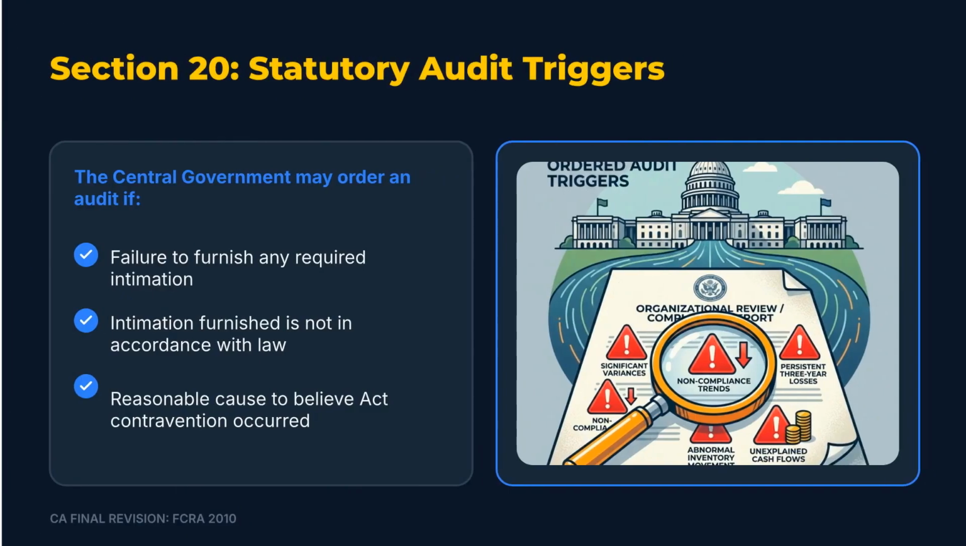The central government has the power to order an audit under certain circumstances. An audit may be directed if a person fails to furnish a required intimation under the Act. It may also be ordered where an intimation has been submitted, but is not in accordance with legal requirements. Additionally, if the government examines the available information and has reasonable cause to believe that provisions of the Act have been violated, an audit may be initiated. These triggers ensure that non-compliance or suspected irregularities can be investigated through an independent examination of records.